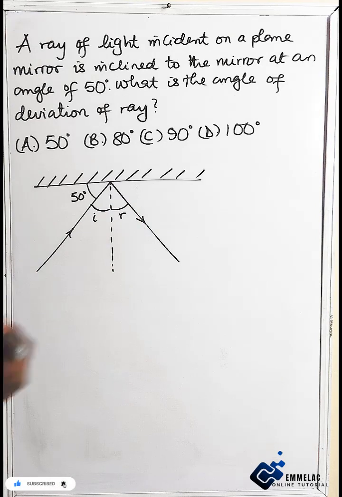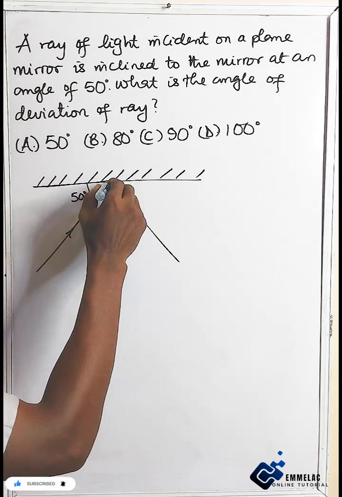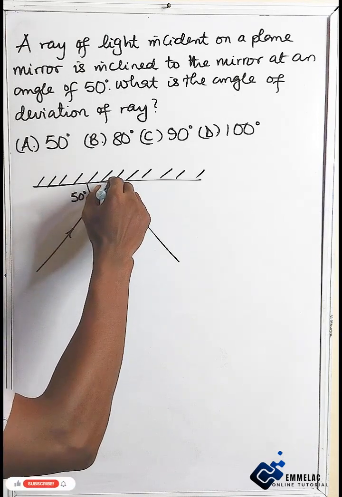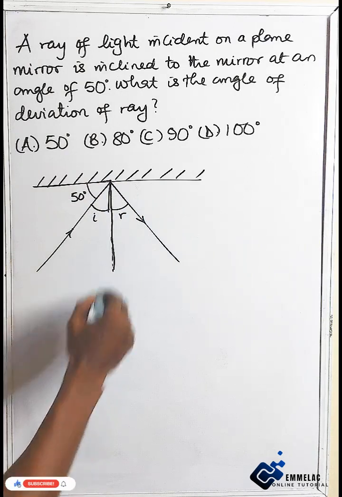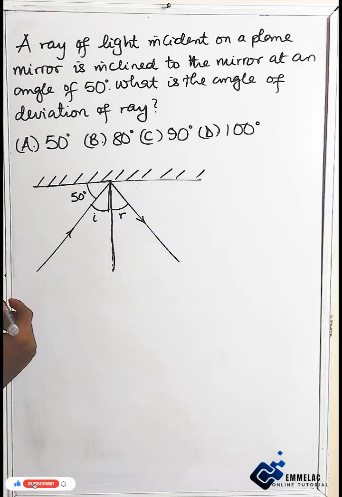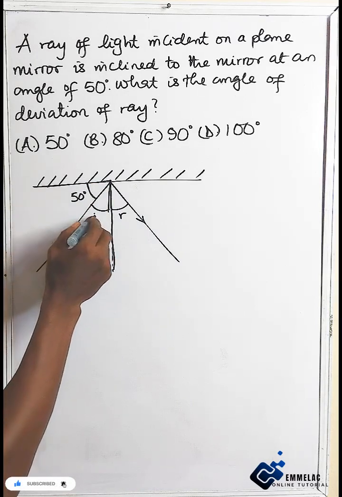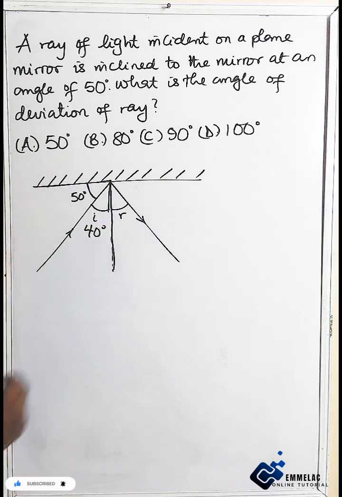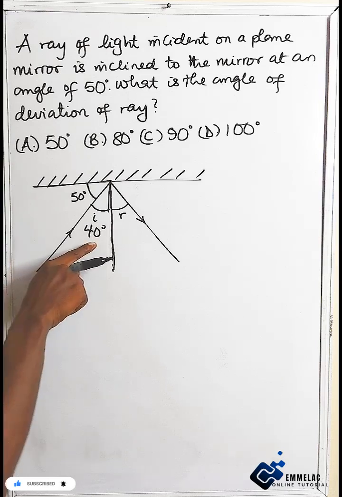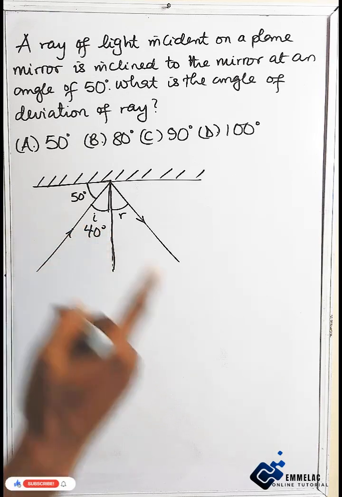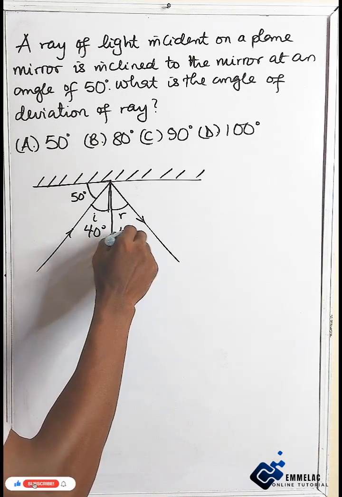Now if you take a look at this, you see it's angle 90. If it's angle 90, and here is 50, then definitely here will be 40, right? And if here is 40, and according to the law the angle of incidence is equal to the angle of reflection, definitely here also will be 40.